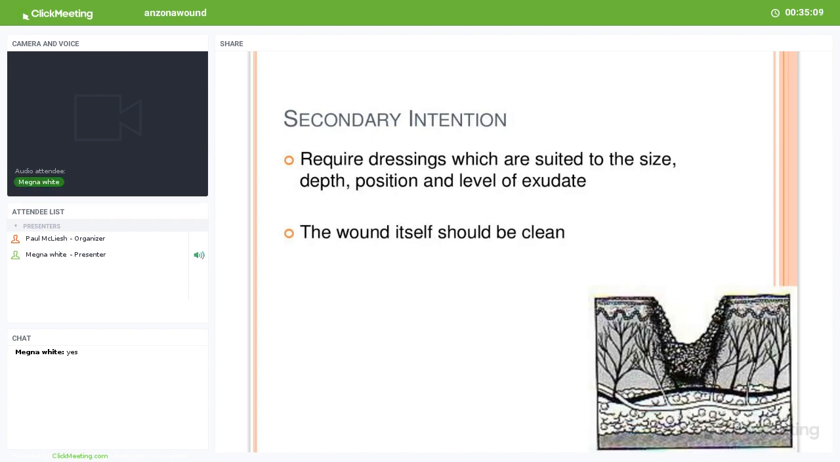Secondary intent. So this is where we leave the wound open and we allow it, and you can see here, to fill with granulation tissue. So this requires dressings which are suited to the size, the depth, the position, and the level of exudate. The wound itself should be clean. So the wound edges cannot be approximated, so that's why it's left open to begin filling with the granulation tissue.